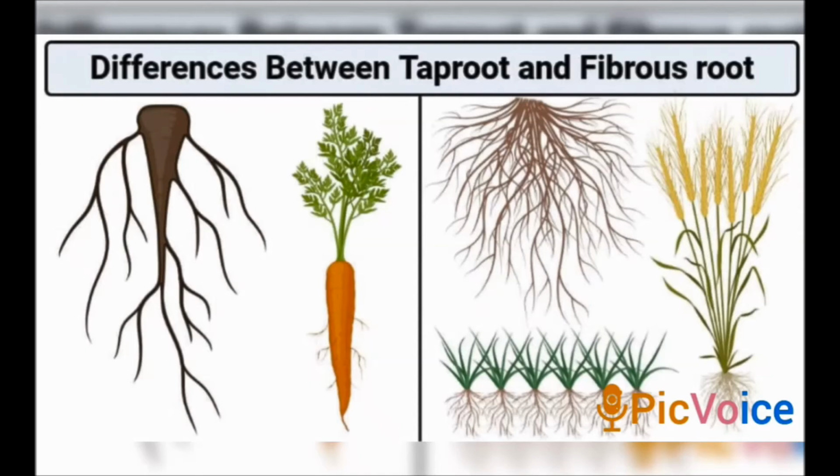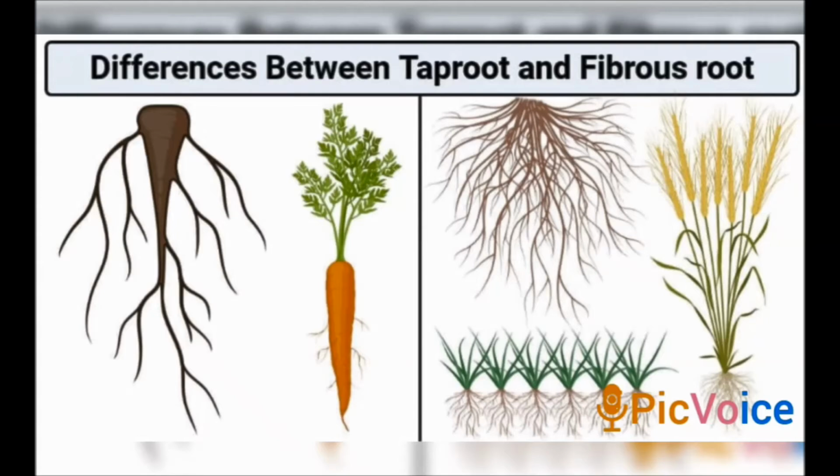How the taproot will be, the main root grows deep into the soil, but when we take in fibrous root, it will not go deep into the soil, it will be in the upper layer of the soil. So in taproot system there will be many small roots arising from the main root. The main root is called primary root, and the small roots arising from the primary root are called secondary roots, and root hairs will be all over the roots. So this is about taproot system.